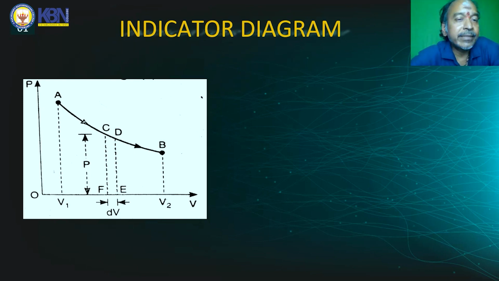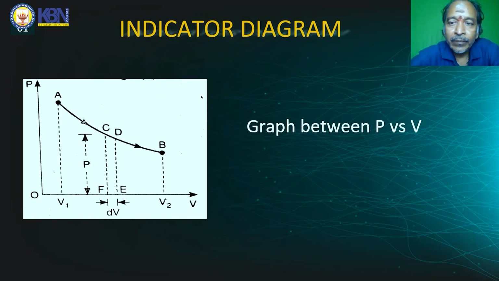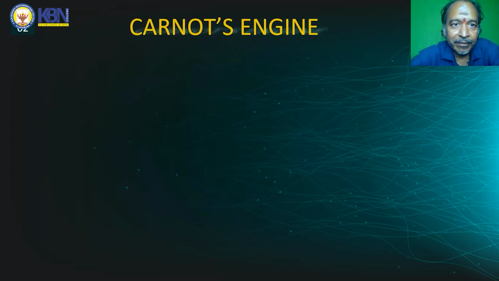So that is the indicator diagram. It is the graph between pressure and volume, with pressure values along the y-axis and the corresponding volume values along the x-axis. So it is the graph between P versus V.